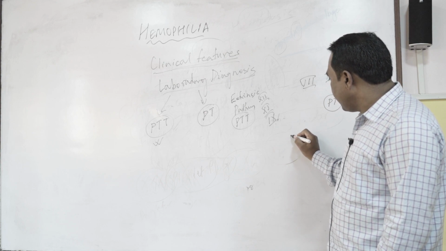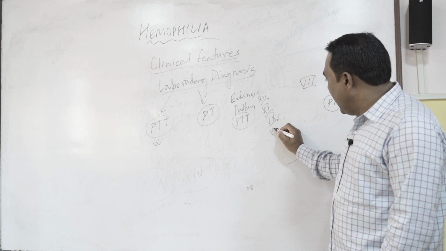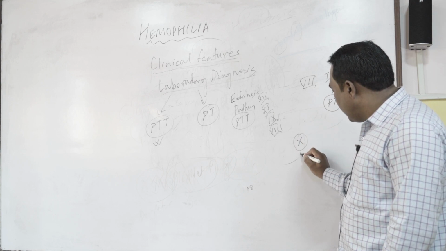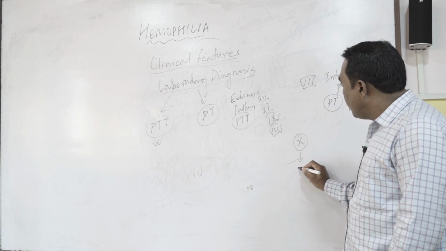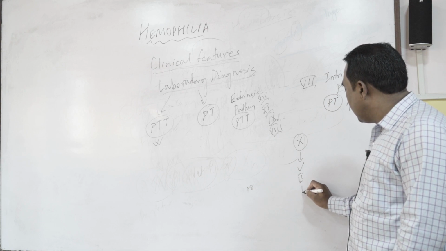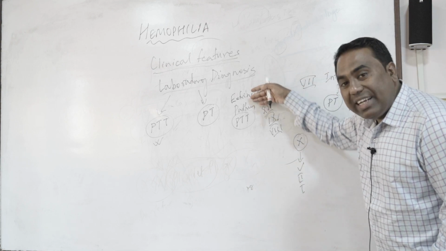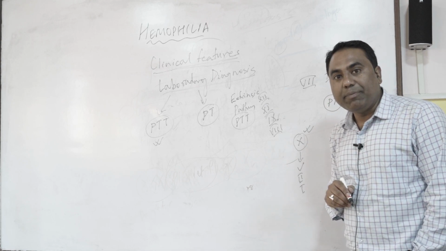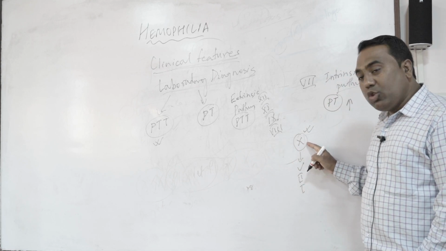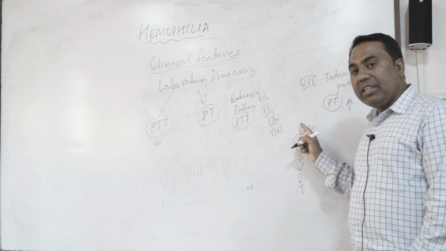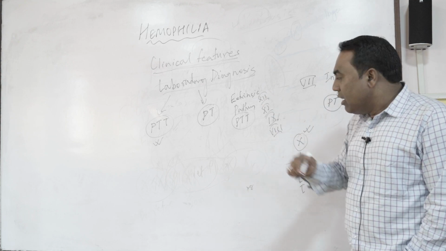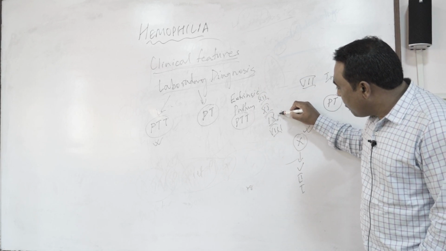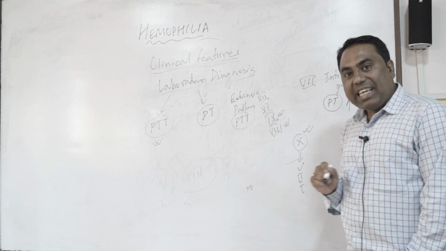then factor 11, then we have factor 9, then factor 8, then we have factor 10 which is present here, and then it goes on with 5, then 2, then 1. Both the extrinsic pathway and intrinsic pathway have to activate factor 10 here. Factor 10 needs to be activated through both pathways of the coagulation cascade. So where do we find factor 8 and factor 9? We find factor 8 and factor 9 present in the extrinsic pathway.